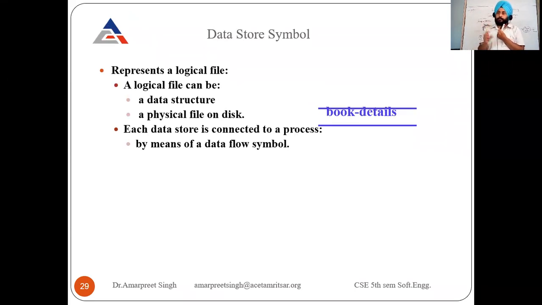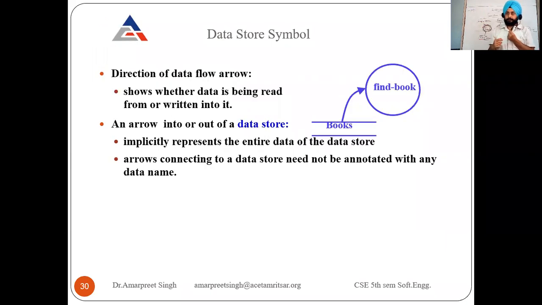So data store is where we get the data from and where we store the data. That unit is known as the data store, and the symbol for data store is double lines. So this is the data store symbol.